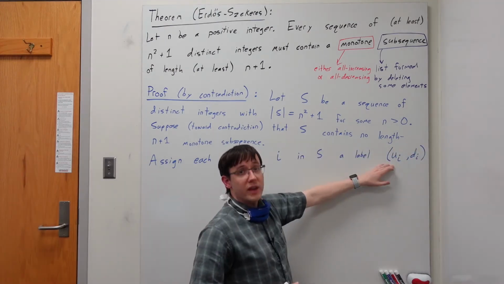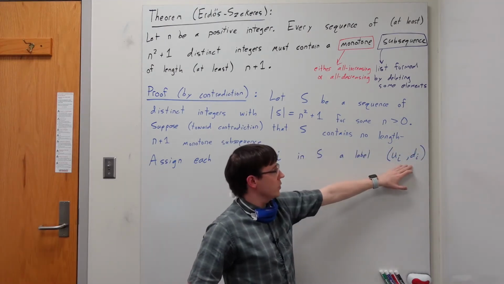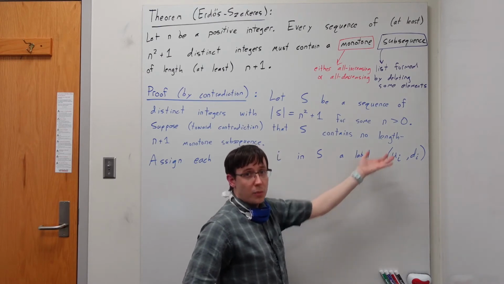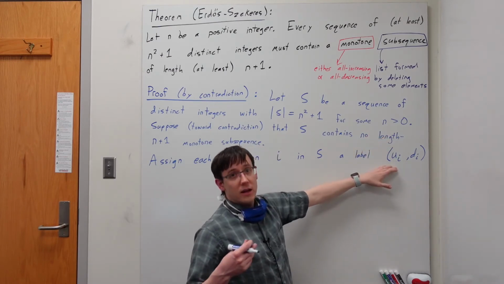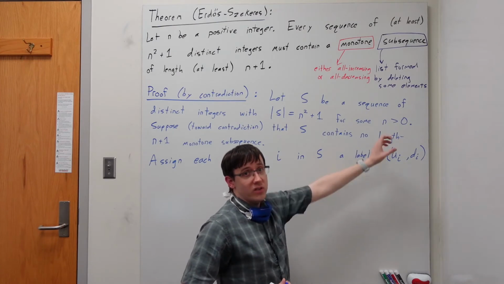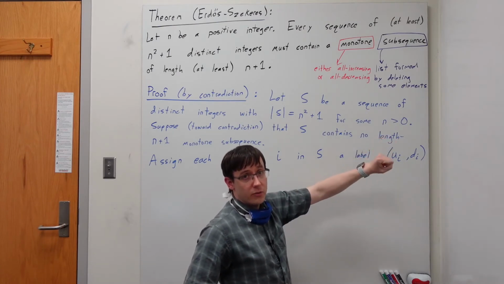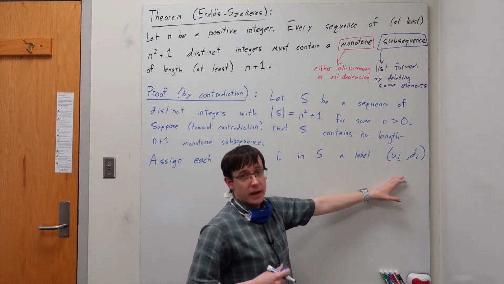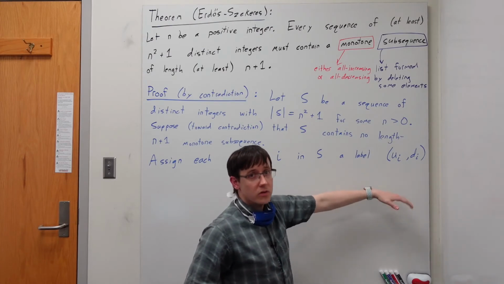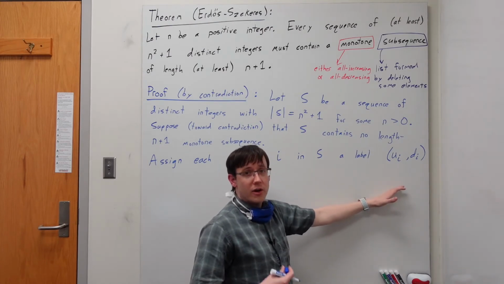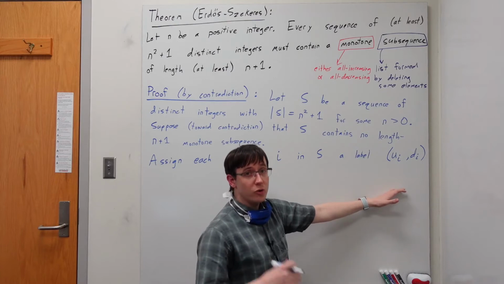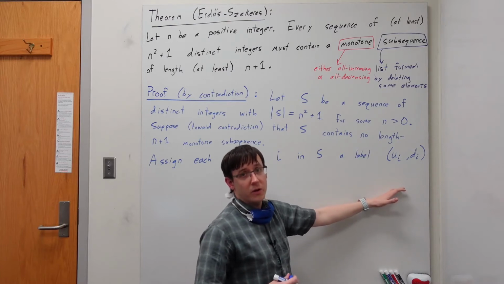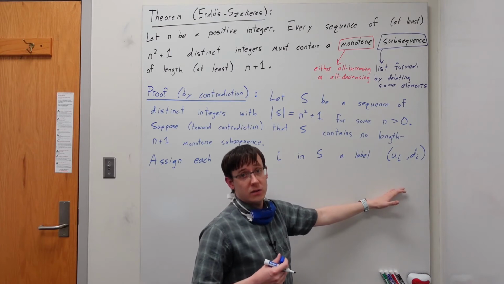So the label for the ith element has two numbers. U for upwards denotes the length of the longest increasing sequence that we could make if we started from i, and D for downwards is the length of the longest decreasing subsequence that we could make starting from the ith element of the list.